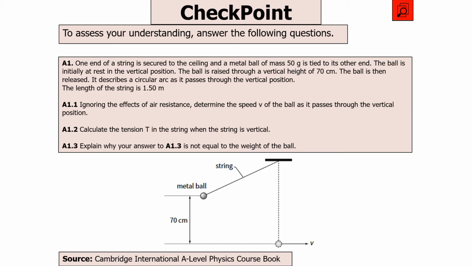Ignoring the effects of air resistance, determine the speed of the ball as it passes through the vertical position. Then calculate the tension in the string when the string is vertical. Then explain why the answer to this is not equal to the weight of the ball. So pause the video now, then unpause the video when you want to go through your answer.